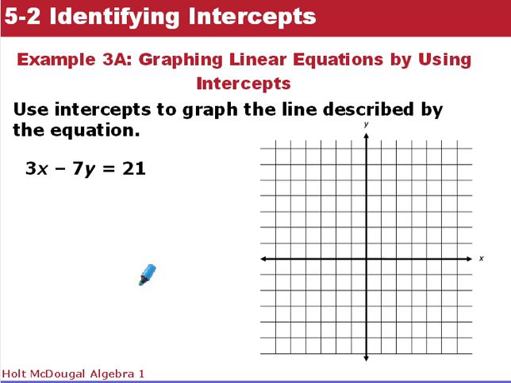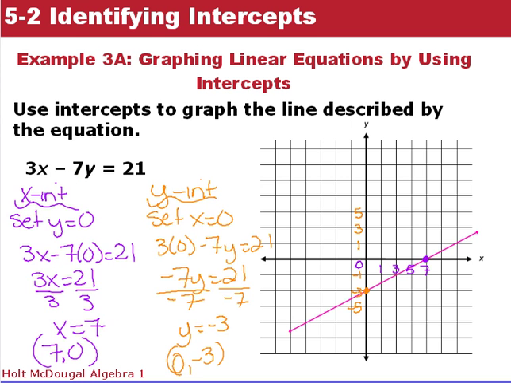So here we want to use the intercepts to graph this line described by the equation 3x minus 7y equals 21. Okay, so for this one, let's start with finding our x-intercept first. So again, we set y equal to 0 because it crosses the x-axis. Y must be 0. And so we end up with 3x equals 21. Solving for x, x equals 7. So we plot that point at (7, 0).